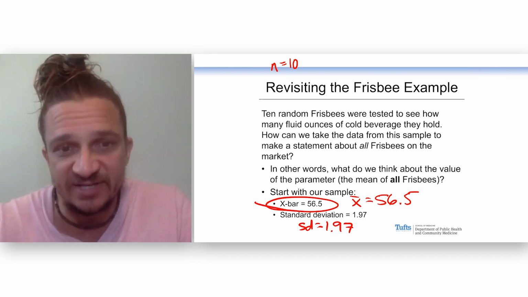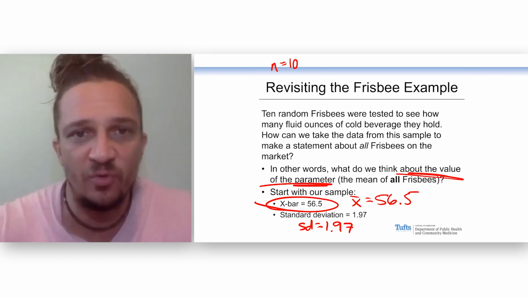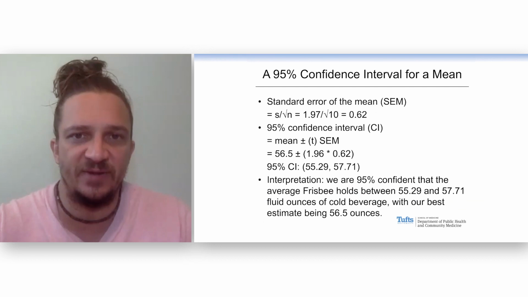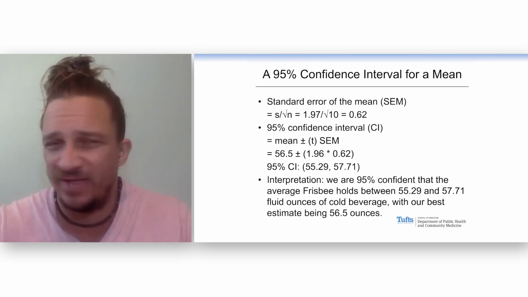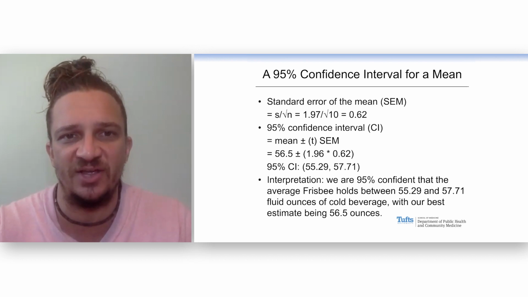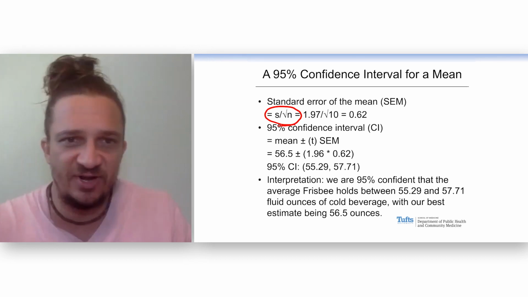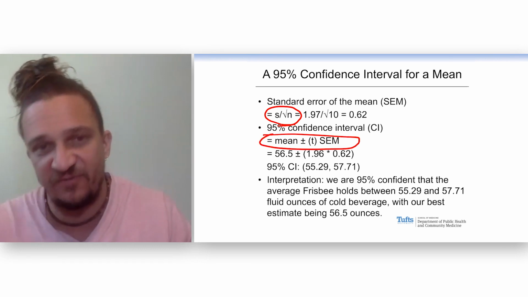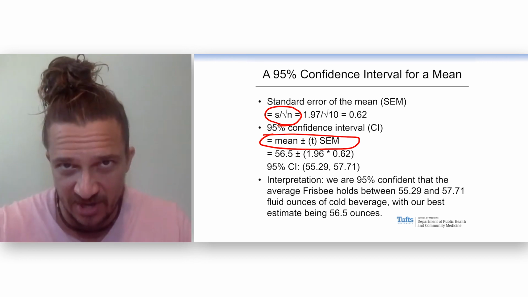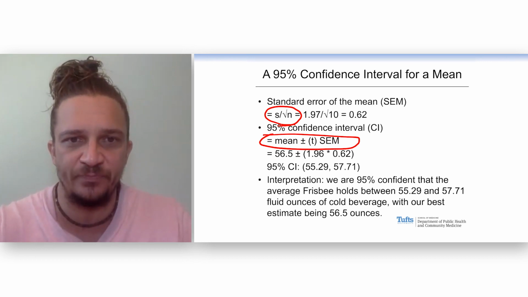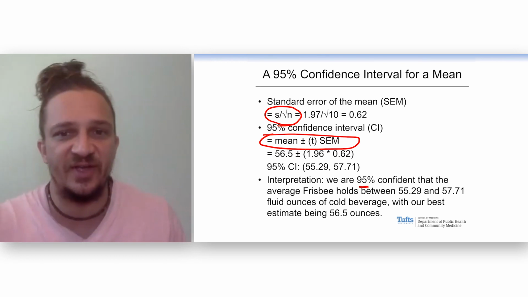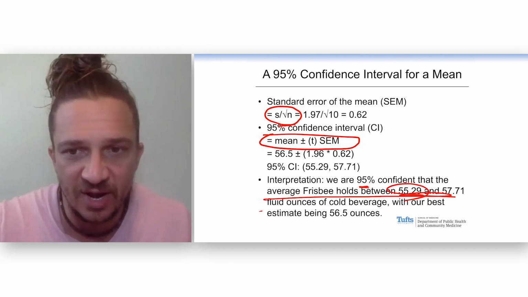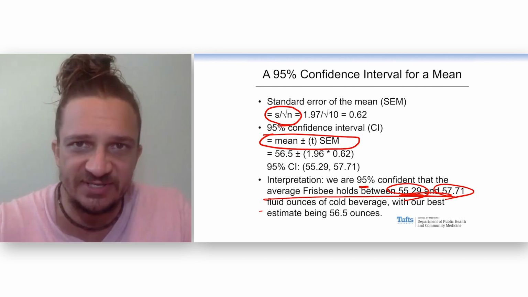And using this, we made a confidence interval for what we thought the parameter would be. What's the value? What is the mean of all Frisbees, the typical Frisbee? So we calculated the standard error of the mean. Remember, that's just the bouncing around of this statistic randomly that you would see. And we saw standard deviation divided by the square root of n. And then we made a confidence interval. All confidence intervals have the same form: point estimate plus or minus some multiplier times some standard error. Here we saw we are 95% confident that the average Frisbee holds between this, 55.3, and this, 57.7.